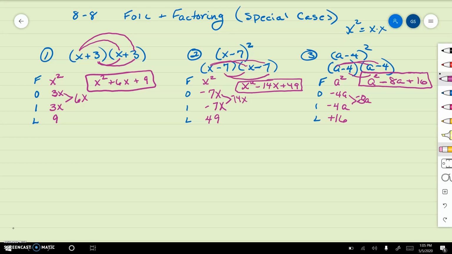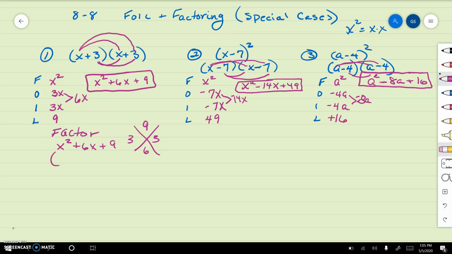Okay, now I'm going to work backwards. On the first one, I'm going to work backwards from the first equation. So instead of FOILing right now, we're going to factor. So we're going to start with x squared plus 6x plus 9. And what we want to do is factor this instead of FOILing it. So we are looking for two numbers that multiply to 9 and add to be 6. Well, guess what? They're 3 and 3.